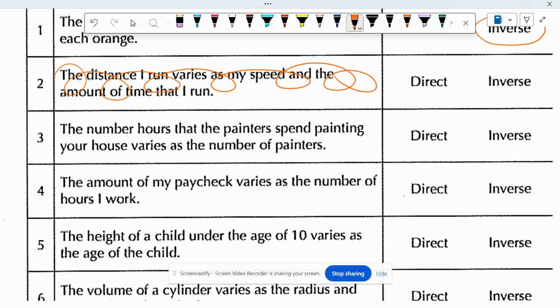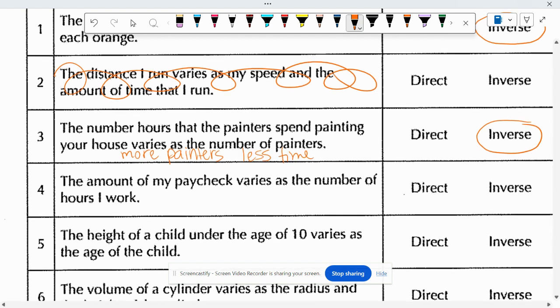Okay, what about this one? The number of hours that the painters spend painting varies as the number of painters. So the more painters you have, the longer or the shorter time that they spend. Yeah, the more you have, the less time they spend. That's an inverse. Do you guys need me to write more painters, less time? I don't know if that helps you. More painters, less time.